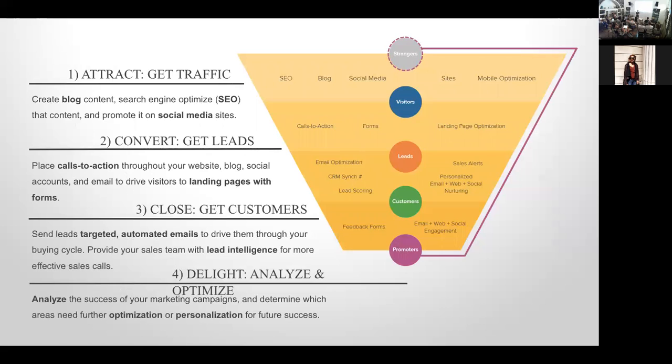So let's do a small recap. You have a stranger. You want to transform him into a visitor. That means you're going to use SEO, blog, social media, mobile optimization. Mobile optimization is actually the key. I'm seeing so many websites that look smart and nice on desktop, and the moment I go to mobile, it completely turns bad.